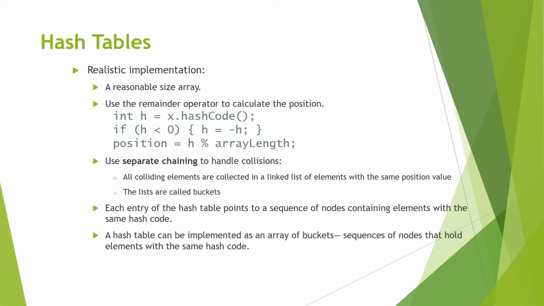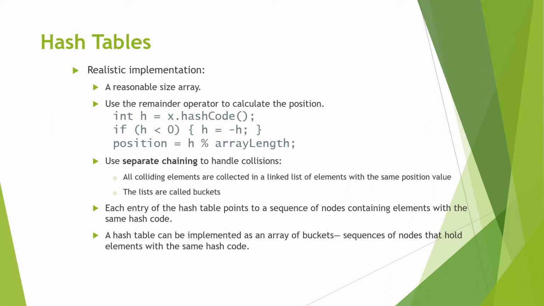So the remainder of a number is either 0, 1, 2, 3, all the way to 99 when it's divided by 100. That's why when you find the remainder of the hash code, you get the position or the index in which you need to store that object. So x should be stored in index position, where position is equal to the hash code of x mod array length, which means remainder of h when it's divided by array length.